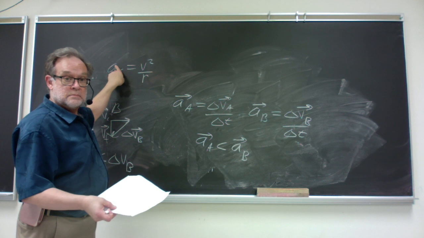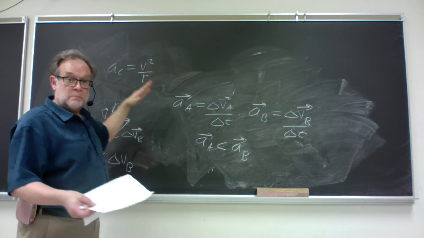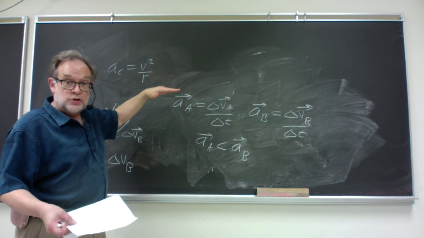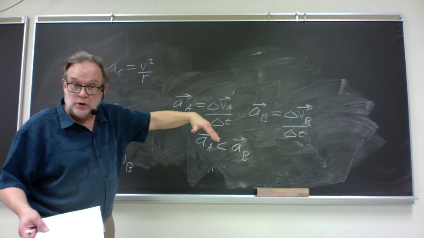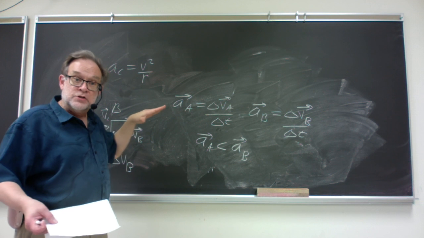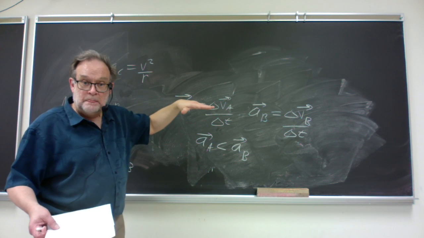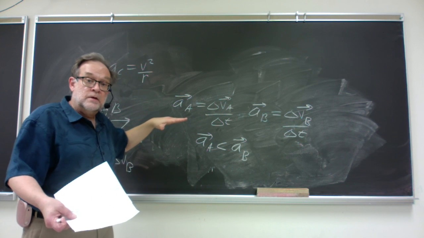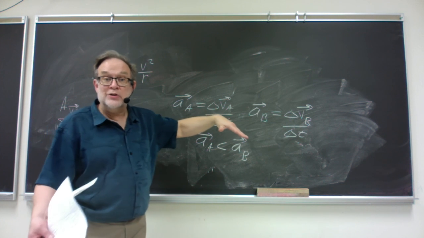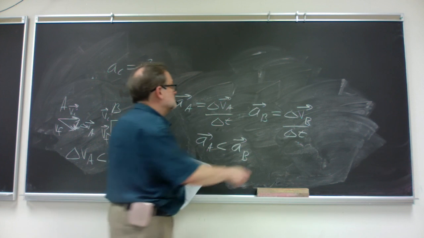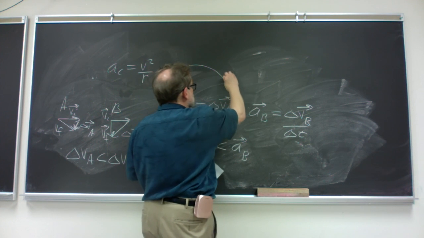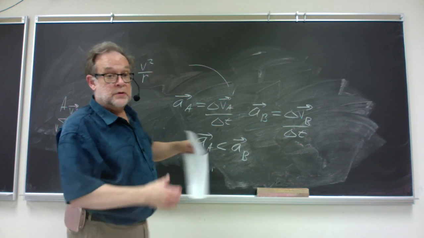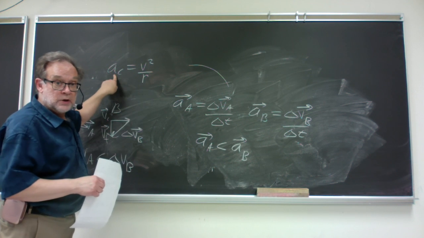Bigger radius, smaller acceleration. Because if you're moving on a bigger radius, the curvature of your path is a lot more gentle. And so, since the curvature is a lot more gentle, there's less curvature, so the direction of motion changes more slowly. Whereas on a small circle, the circle with smaller radius, you get bigger acceleration.